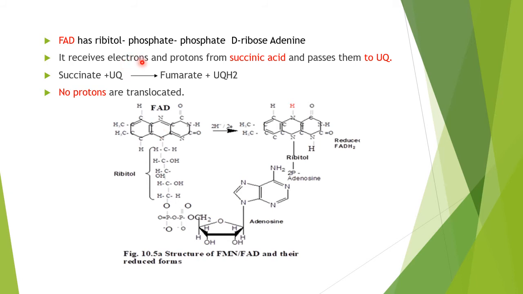So it receives electrons and protons from succinic acid and passes them to ubiquinone. Succinate plus ubiquinone will form fumarate. We have seen it in case of the TCA cycle, but there is a reduction of ubiquinone to ubiquinol. Basically, this only translocates the electrons, no protons are translocated. So FAD will be reduced to FADH2. This is its reduced form. So we have seen complex second, which is also called the succinate dehydrogenase complex.